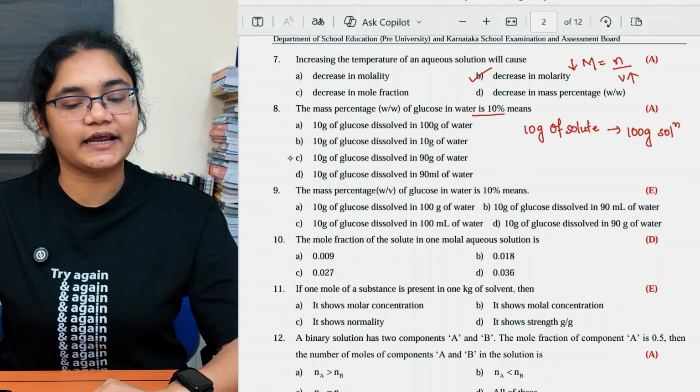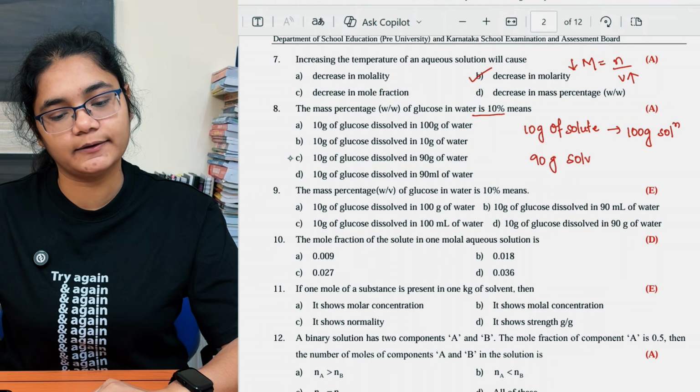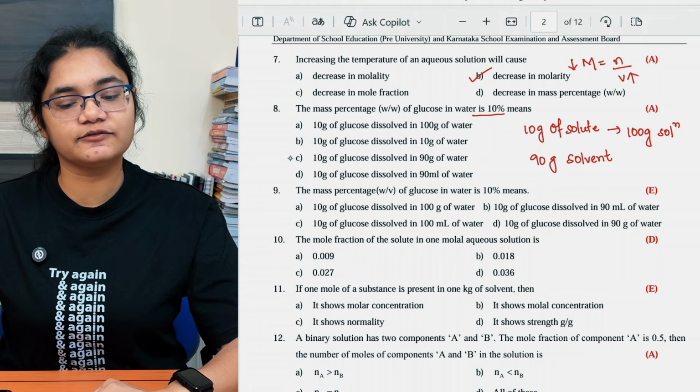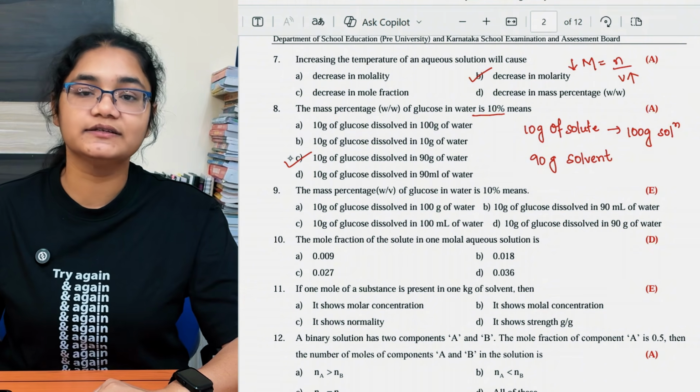Okay, that means 10 gram is solute, and what will be the mass of solvent? 90 gram will be solvent, right? So I can say 10 gram of solute or glucose in 90 gram of water. So that is your option number C here.